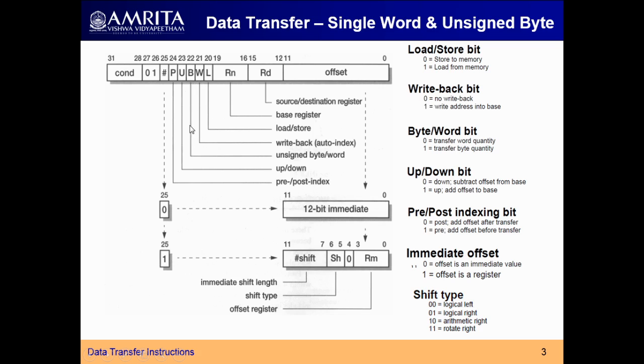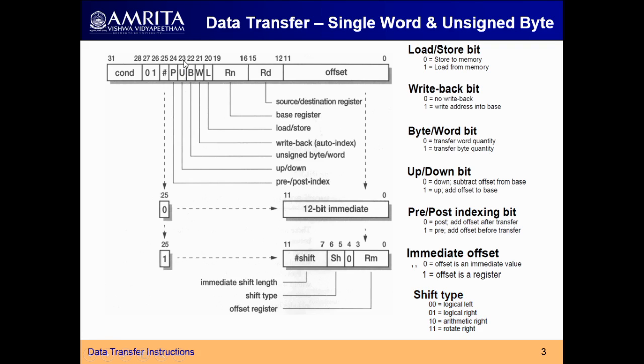Then bit number 22 is used for representing whether you are writing a byte oriented LDR or STR, that is unsigned byte LDR or STR, or whether you are using a word LDR or STR. If you are using LDRB or STRB, then it will be in the category of unsigned byte, so this B bit will be 1. If you are using normal LDR or STR, then it will be word oriented, so the B bit will be 0.